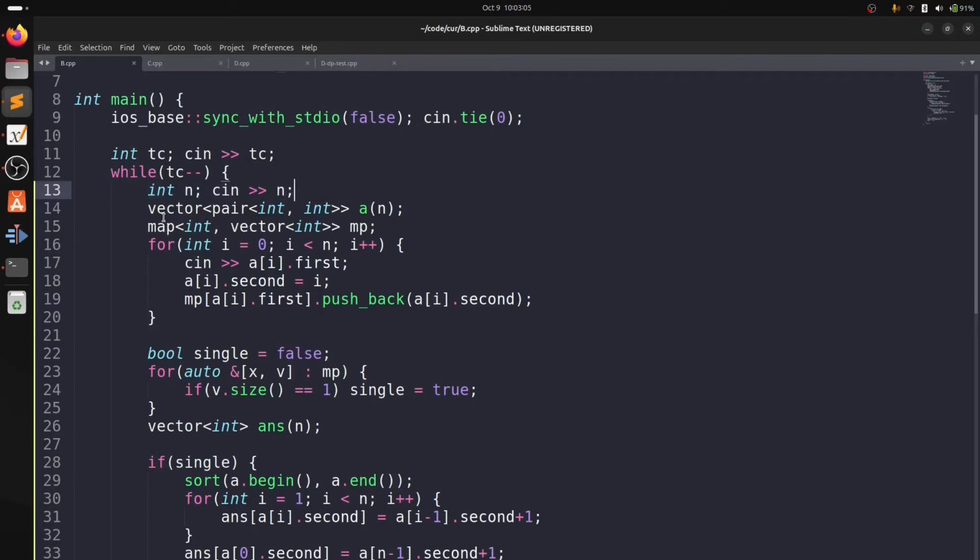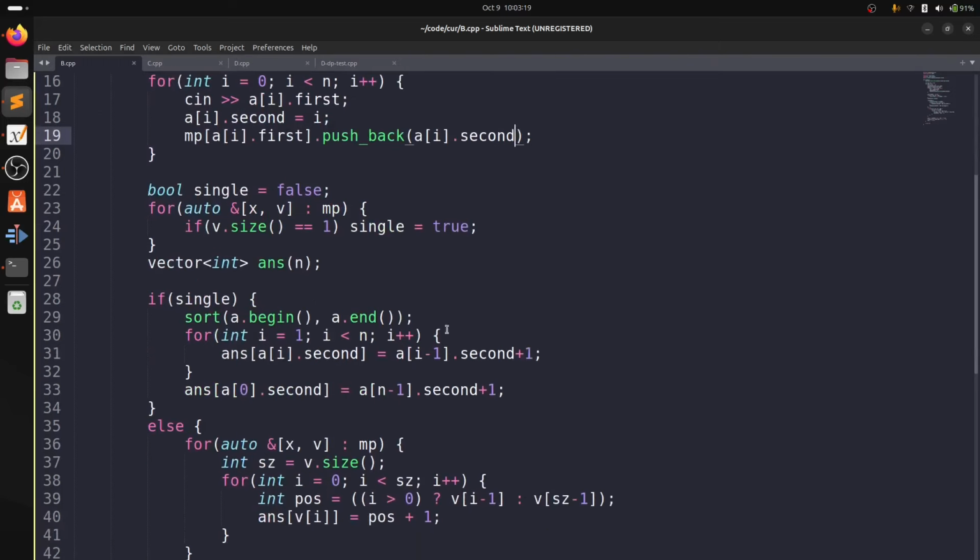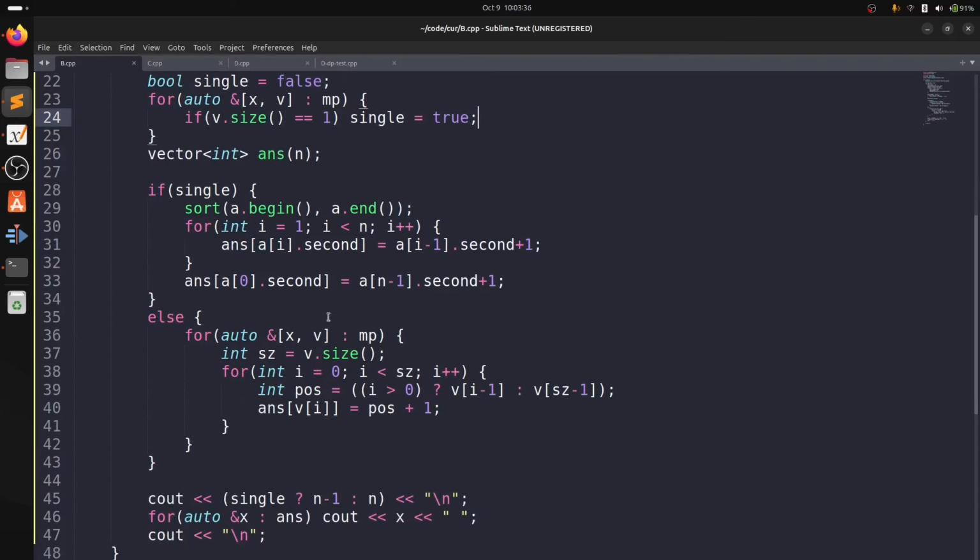We input the value of n. Also, we input all the vector pairs. Here, the first value of the pair is its value, and the second value is its position. Similarly, in the map, for each value, we push back its positions. Now we are checking if there is an element which appears exactly once, so an element which does not have duplicates. So single is false. If the size of the vector of its occurrences is equal to 1, single will become true. It's going to be our answer permutation.